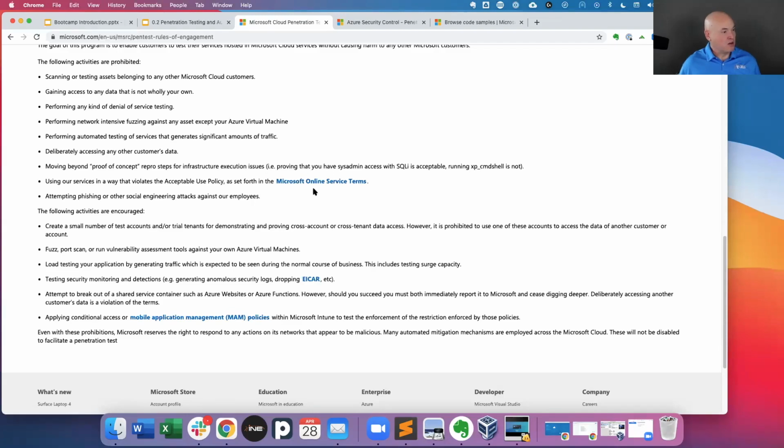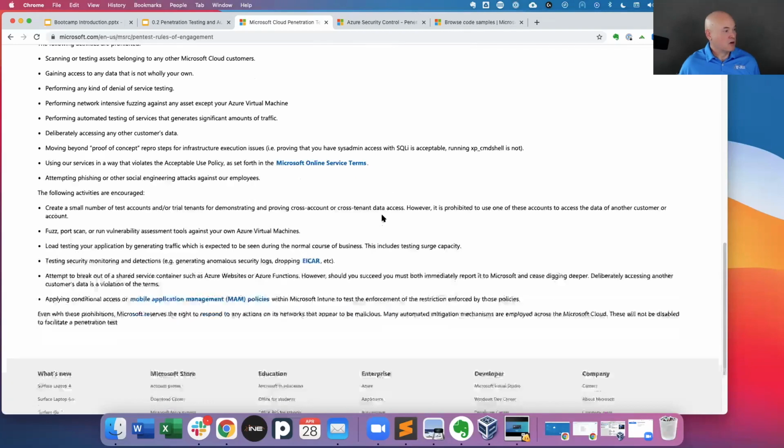i.e. proving that you have system administrator access with SQLi is acceptable, running XP command shell is not. So you can prove that SQL injection can happen, but they're telling you not to run XP command shell and get command line access, which can actually happen. I've done a web app pen test before where through SQL injection, I got command line access to a server. It was actually a Microsoft IIS server running an application and Microsoft SQL server, and they had XP command shell running. Typically, you don't want that running because it's a risky service to run.